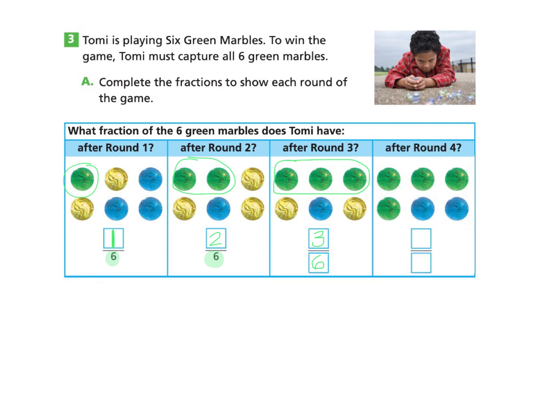Now we're ready for round 4. Again, we find that there are 6 marbles in round 4 in this group. So we will put a 6 as the denominator, the amount of equal parts in the whole, or the group. And this time we find that there are 4 green marbles. This is what we are counting, so we will write 4 as the numerator in this fraction. And we have created the fraction 4/6 for round 4.